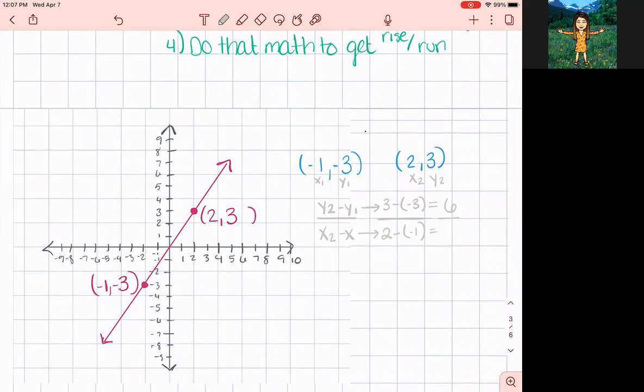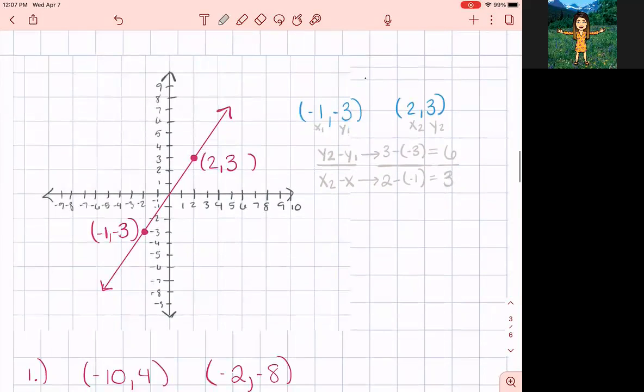2 minus a -1 is the same as 2 plus 1. So that's 3. So then your slope is just that, equals 6 over 3. But that can be simplified. 6 divided by 3 is 2. So that's how we do it with a coordinate pair. We'll do another practice problem together.